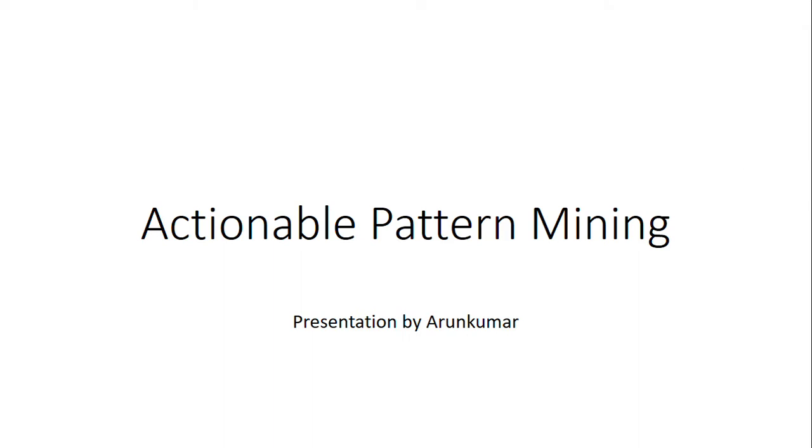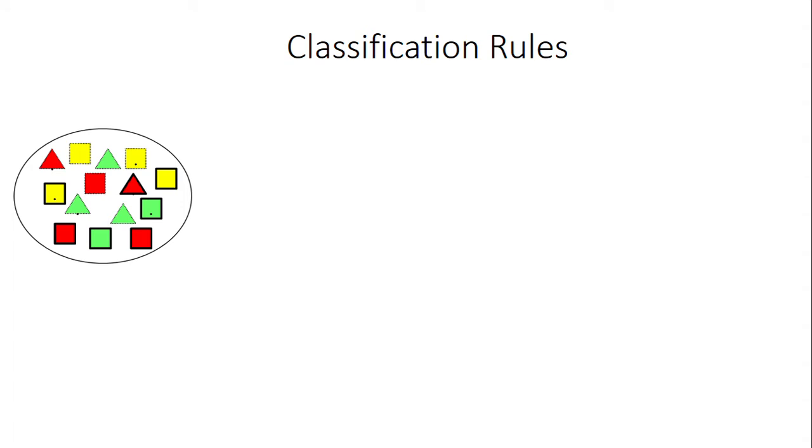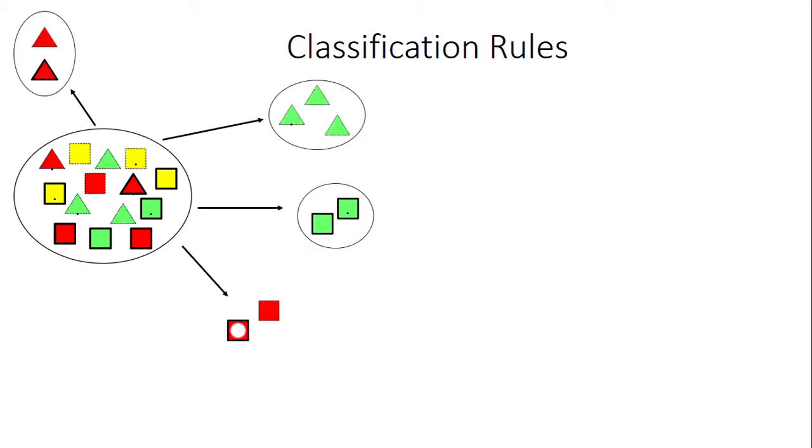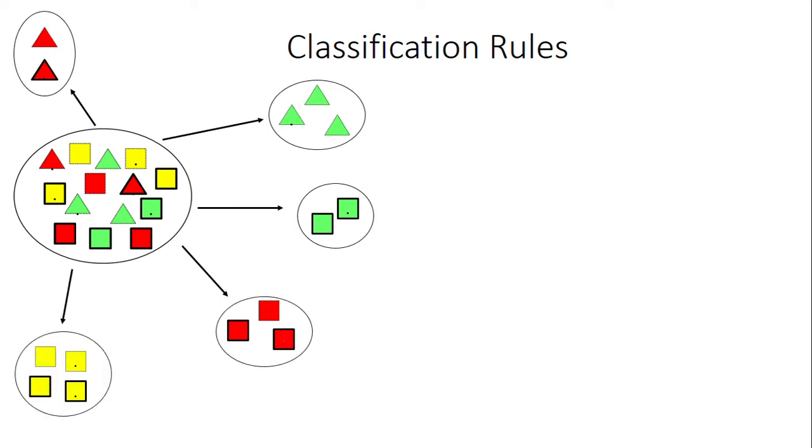In this video, I'm going to talk about a very interesting topic called actionable pattern mining. Before going to actionable pattern mining, let me talk about classification and classification rules. Given a dataset, in this case, let's consider a dataset of different shapes of objects with different colors and different border weights. Provided that data, we need to come up with a model or an algorithm that successfully classifies each data record or each object into particular shapes with their corresponding color.